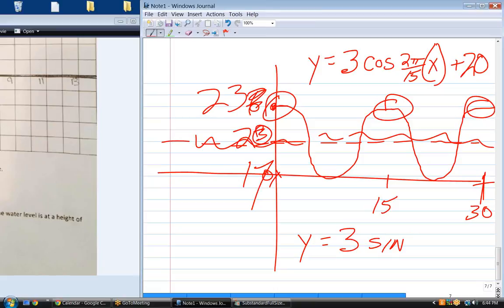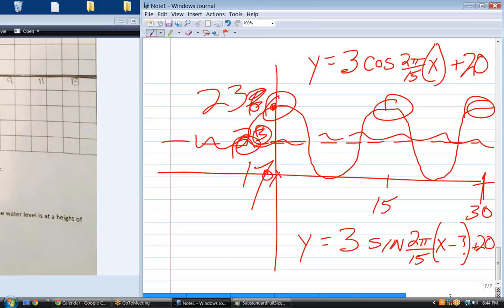It doesn't change the period, so it doesn't change B. But now there's a phase shift in here? It doesn't change D. Nothing changes except the only difference between sine and cosine is that phase shift. Well, go back and look at this curve and extend it to the point where we would normally start a sine curve.